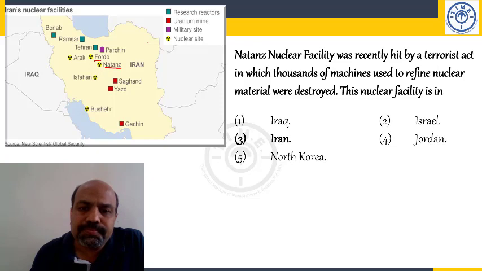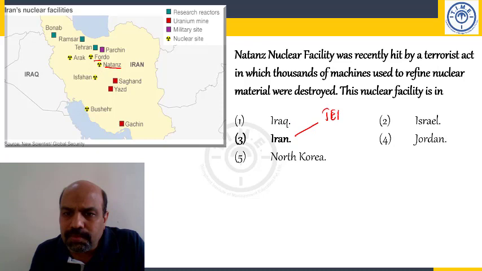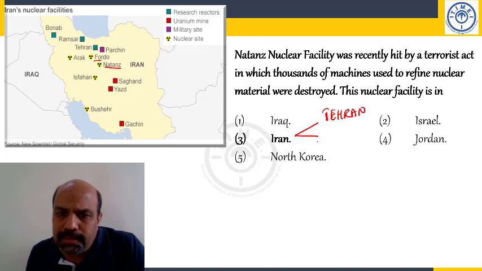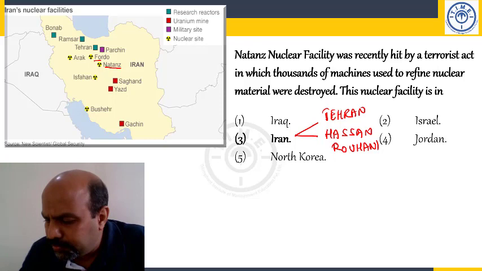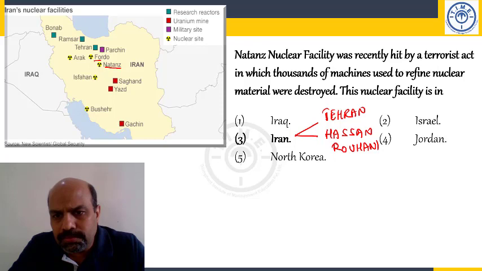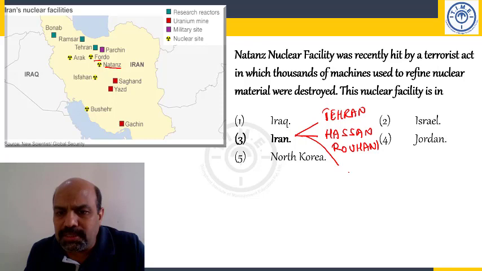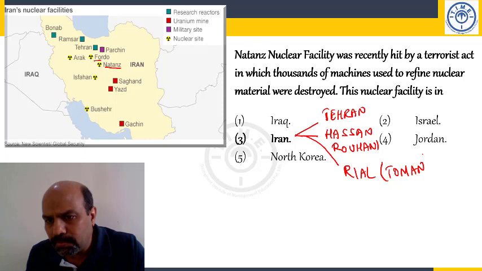Iran, the capital is Tehran. And the president is Hassan Rouhani. Tehran, then Hassan Rouhani. Okay. Would you need to know the currency? It's Riyal, which you can also call Toman. Okay? Toman.